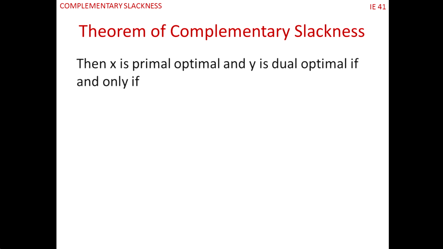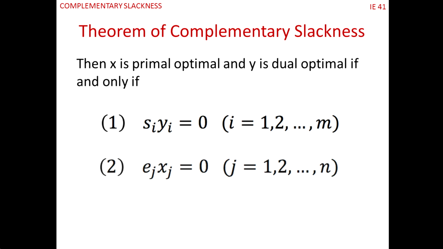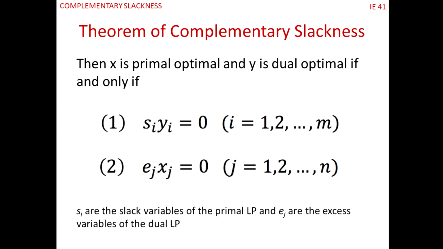Then x is primal optimal and y is dual optimal if and only if, number 1, s_i y_i is equal to 0, for i equal to 1, 2, and so on until m, and number 2, e_j x_j is equal to 0, for j equal to 1, 2, and so on until n. Take note that s_i are the slack variables of the primal LP and e_j are the excess variables of the dual LP.